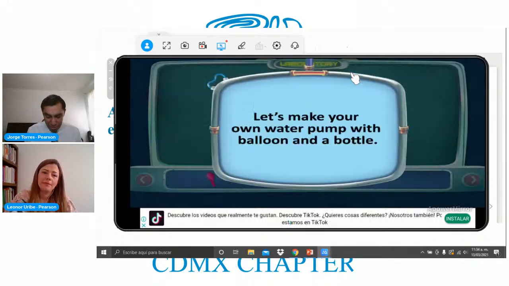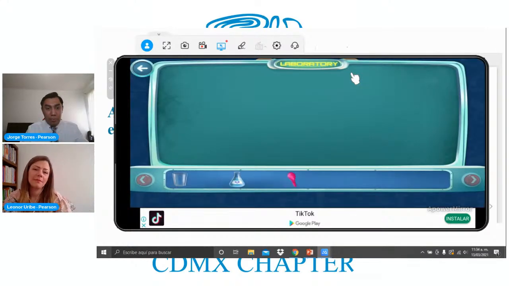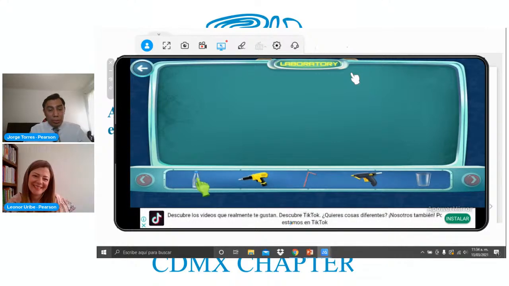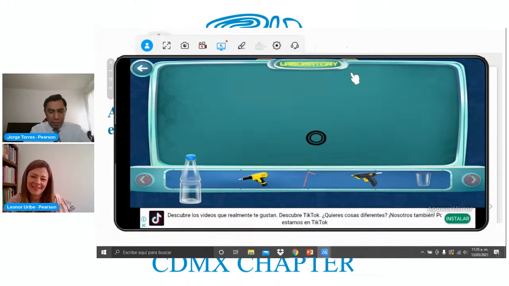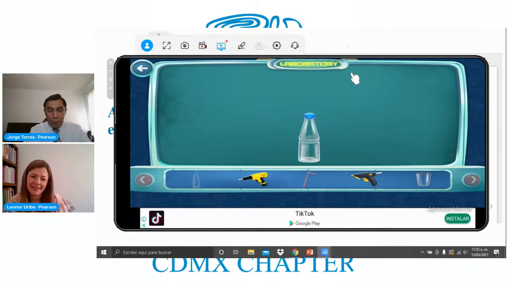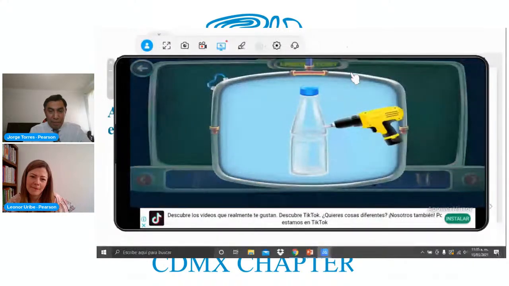Okay, I'm going to close it here. Let's make your own water pump with a balloon and a bottle. So we have all of the objects in here, and the application is going to guide me through the whole process to complete the experiment. I hope you can hear the application. I'm going to click in here. There you go. So we have to make a small hole in the bottle. So I'm going to take this one right there.